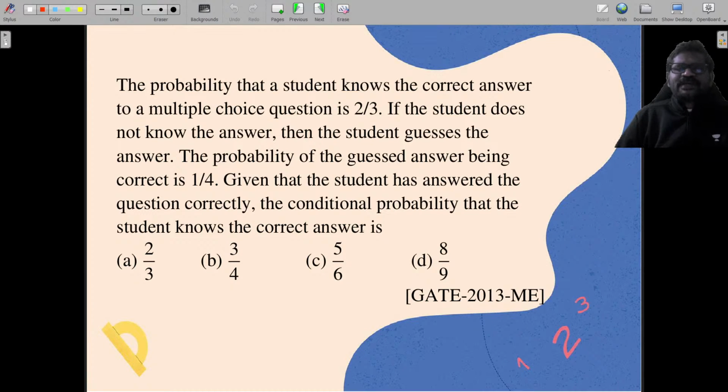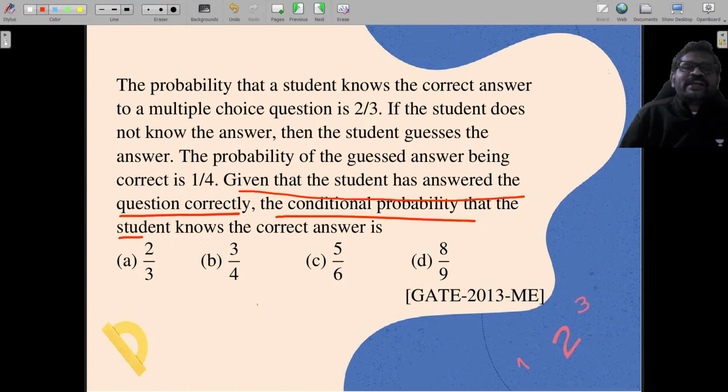The probability that a student knows the correct answer to a multiple choice question is 2/3. If the student does not know the answer, then the student guesses the answer. The probability of the guessed answer being correct is 1 by 4. Given that a student has answered the question correctly, the conditional probability that the student knows the correct answer is, observe the problem, given that the student has answered the question correctly. If the student has answered the question correctly, then what is the probability that the student knows the correct answer? It is a problem designed on Bayes theorem.